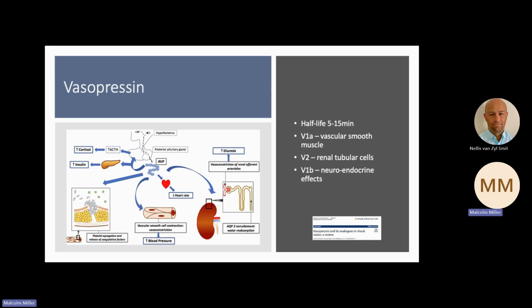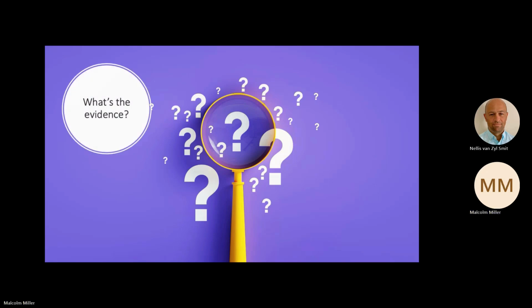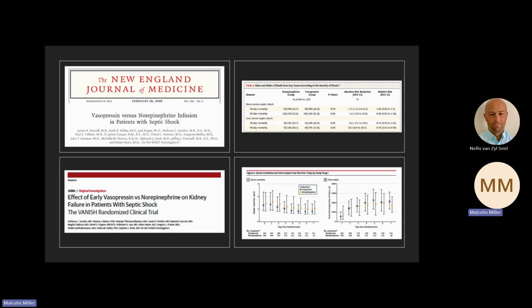And fortunately, we've managed to get access to vasopressin. It is a Section 21 drug, and we've started using it. And the question is, well, how much evidence is there in support of the use of vasopressin? And I think the two studies that stand out where vasopressin was trialed in septic shock are the VASST study and the VANISH study, and they looked at different things. And unfortunately, these studies didn't show any outcome benefit.